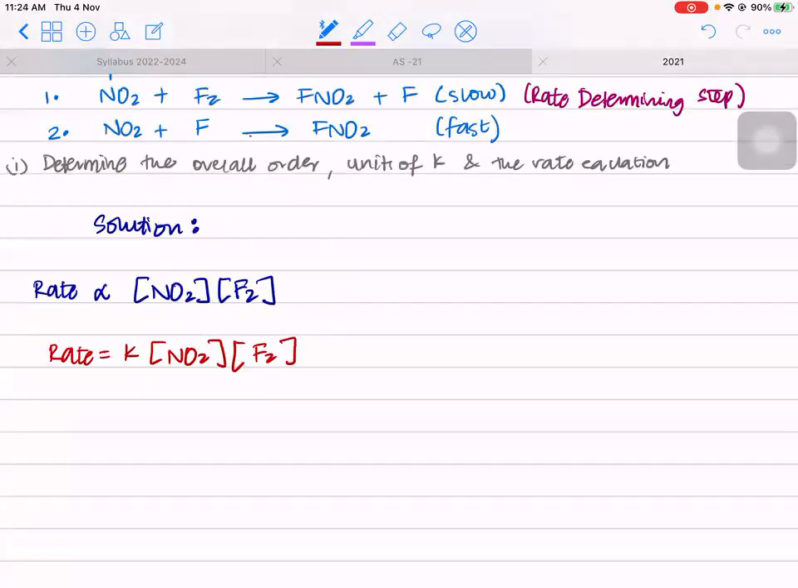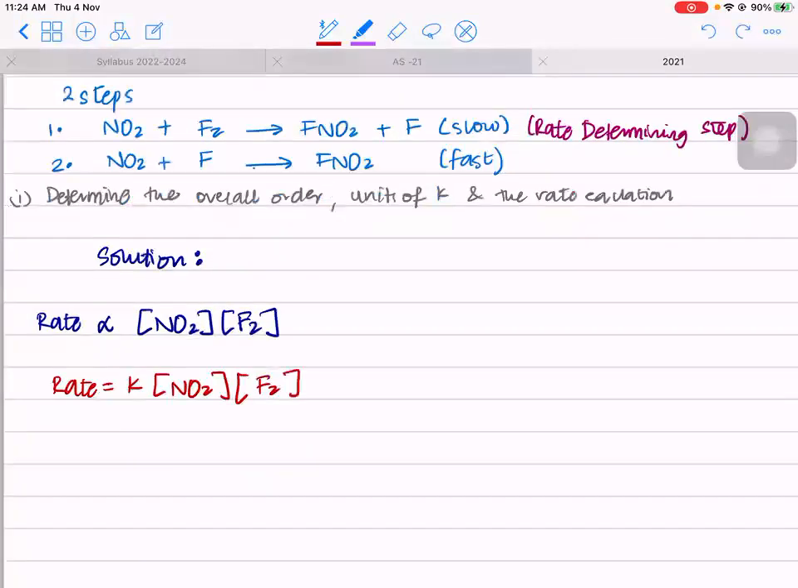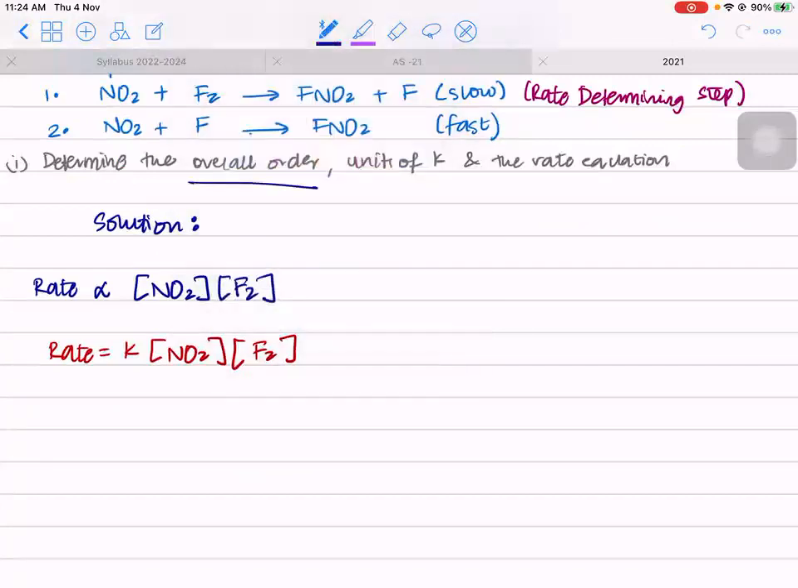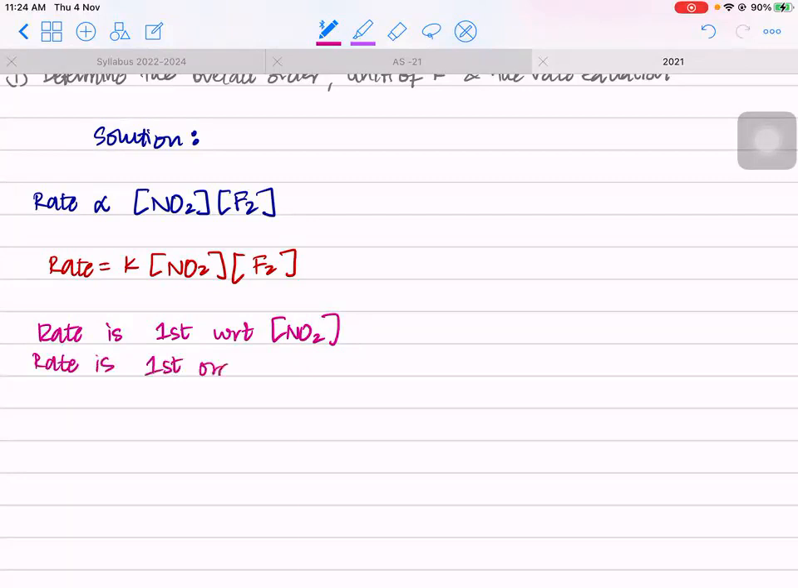Do you see? The rate equation is derived from what? It is derived from the rate determining step, or the slow step. How? Rate is directly proportional to the concentration of the reactants in the slow step. Clear? Let's now move on to the next part. They are saying, find the overall order. So if you see right here, what is the order with respect to NO2? Can we say rate is first order with respect to the concentration of NO2? Because what is order? Order is the power to which the concentration of the reactant is raised in the rate equation. And also, can we say rate is first order with respect to F2?